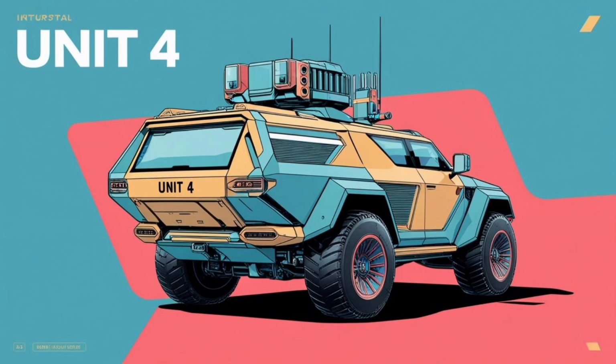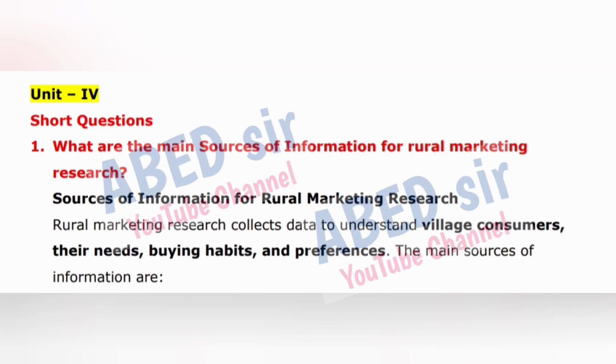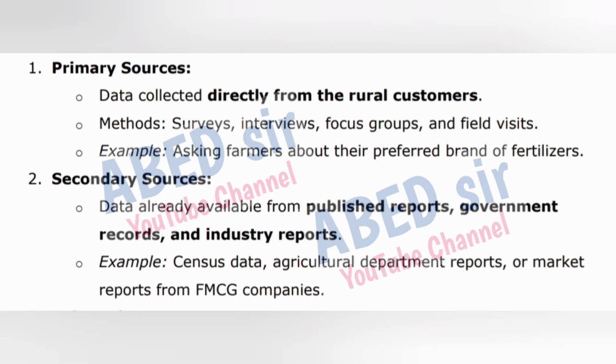Unit 4 first important short question is: what are the main sources of information for rural marketing research? Rural marketing research collects data to understand village consumers, their needs, buying habits, and preferences. The main sources of information are: 1. Primary sources. Data collected directly from the rural customers.